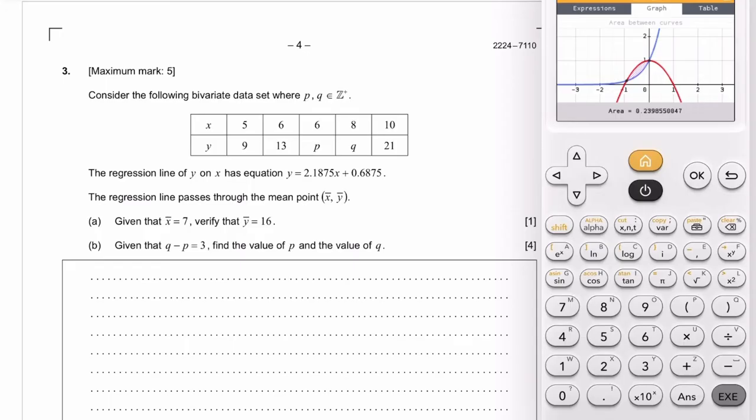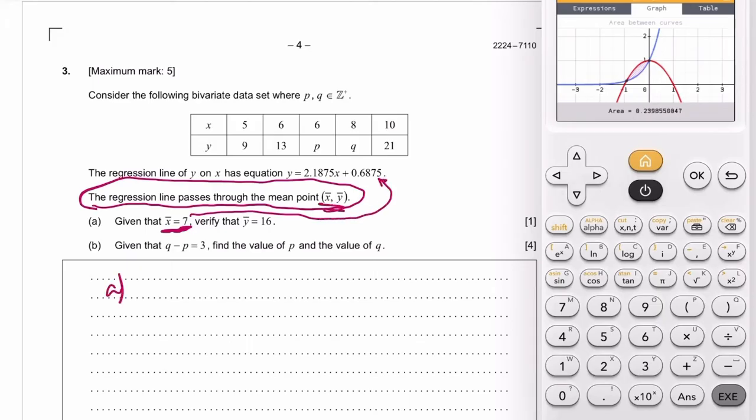Next is regression line. Oh, usually they won't tell you this. You're expected to know this. The regression line passes through the mean point. So if the mean of x is 7, to find the mean of y, you just substitute the mean into the regression line, because the mean point has to be actually on the line. So if you sub in the mean x value, you'll get the mean y value.